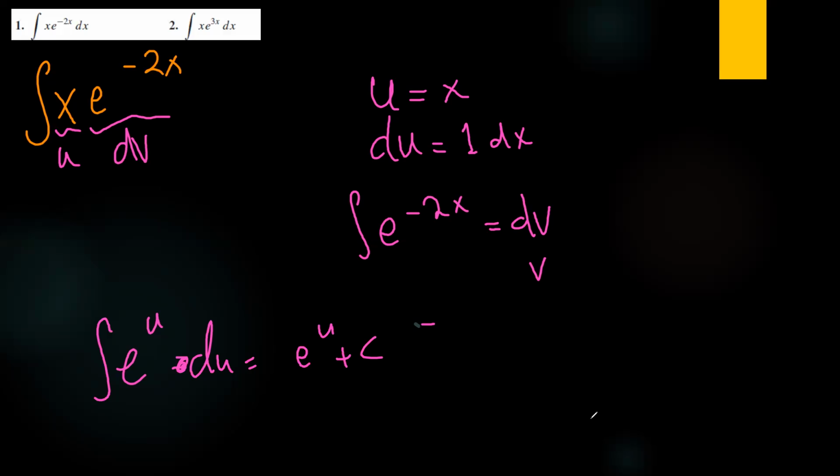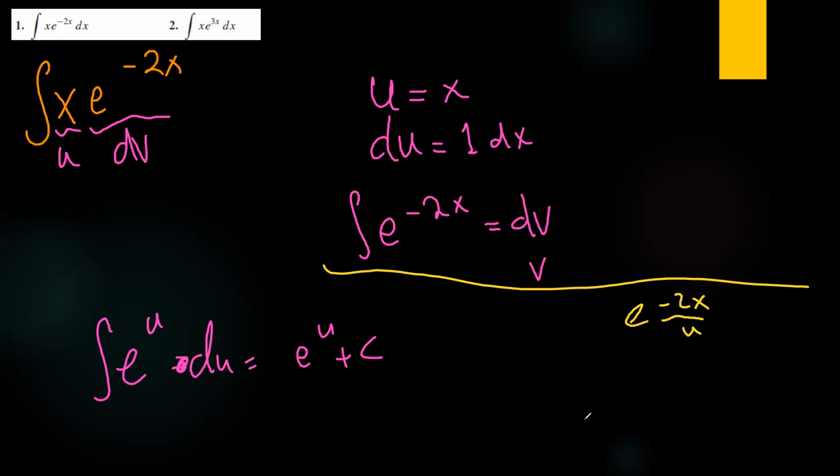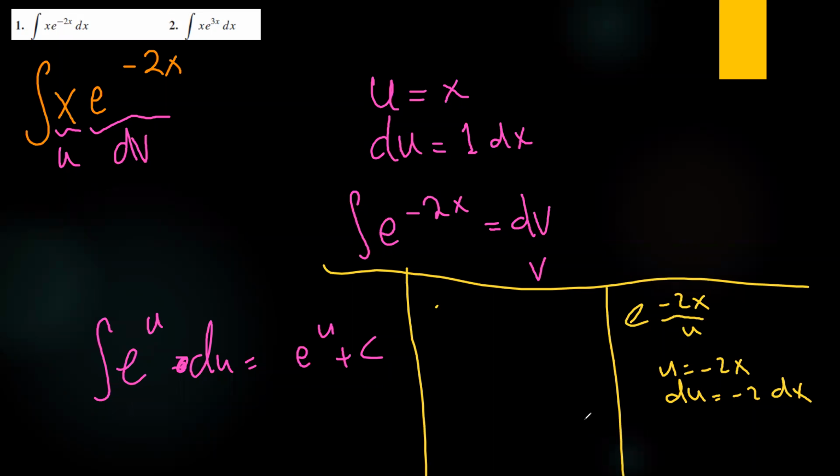Let's remember why first. And we said that to solve it here, e to the power negative 2x, we assume that is u. So if u is negative 2x, du will be negative 2 dx. Then after that here, it will be e to the power u times du.